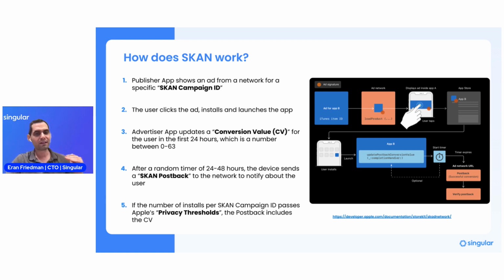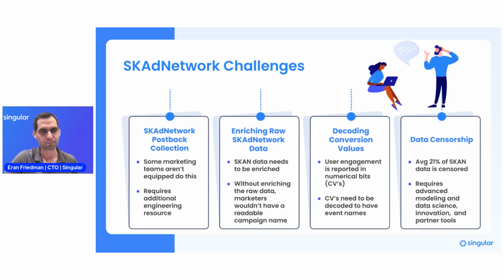And if the number of installs passes a certain threshold, sometimes referred to as the privacy threshold, if you have enough volume, then that conversion value would be included in the postback. So bottom line, there's a pretty complicated flow, as you can understand, from publisher to advertiser to send that postback to the network with this conversion value involved, to try to understand your performance on SKAdNetwork.